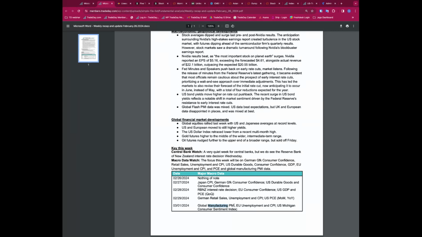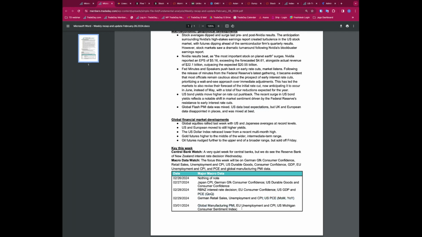The US employment report is not the first Friday; it's the second Friday of the month. So it's next week on the 8th of March. So we're not getting it till then. So the big focus of the week, really, is that US PCE data. We get the month-on-month, year-on-year data, not the quarter-on-quarter data from Wednesday, and then the global manufacturing.